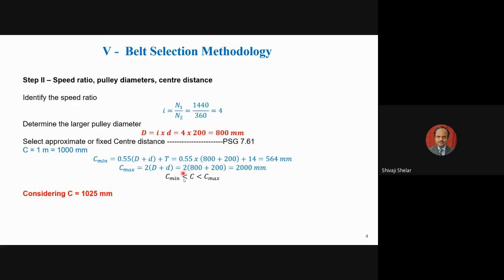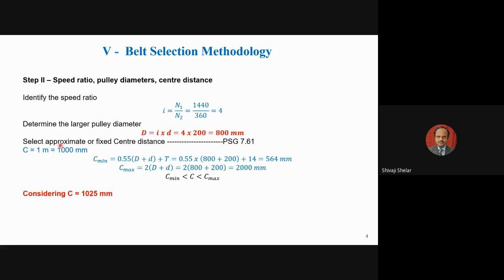So to maximize the power transmission with a minimum of stresses, C has to be between C minimum and C max. This condition has to be satisfied: your selected C value should be greater than C minimum but less than C max.